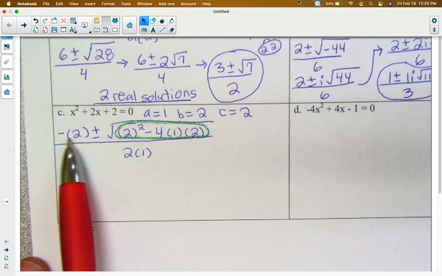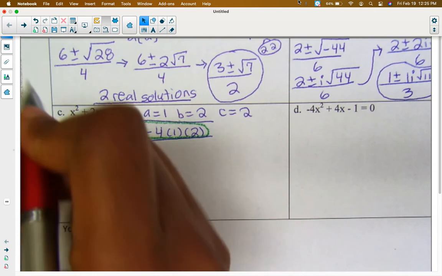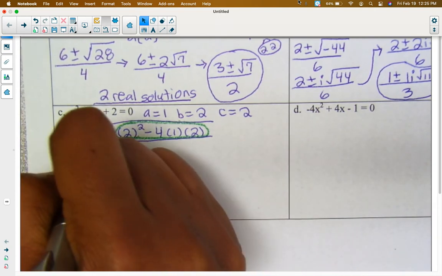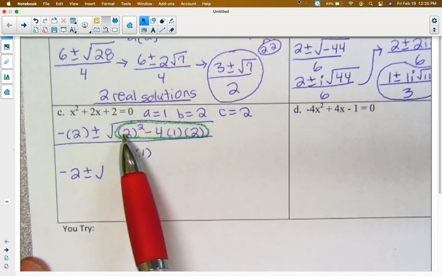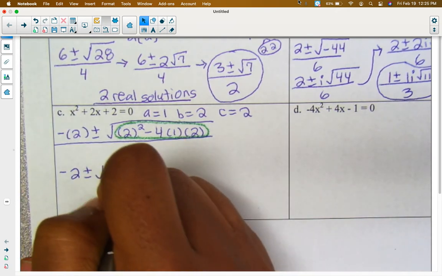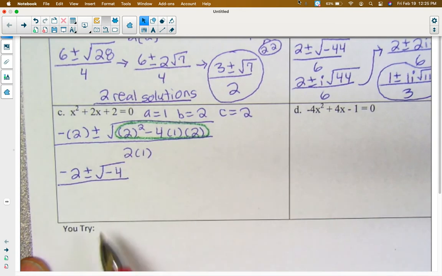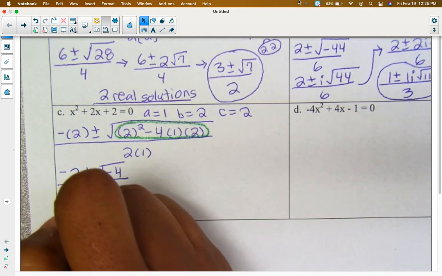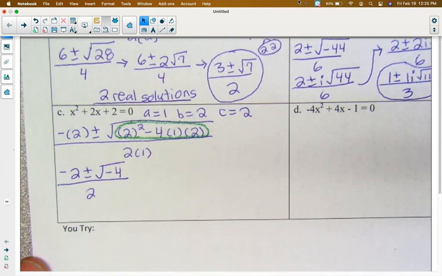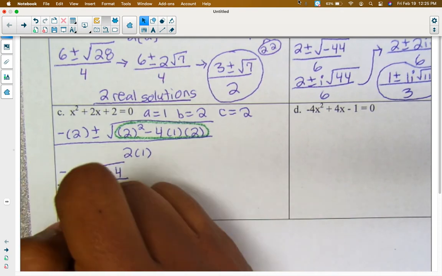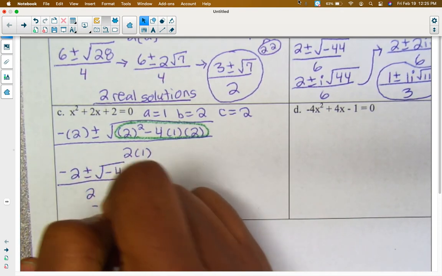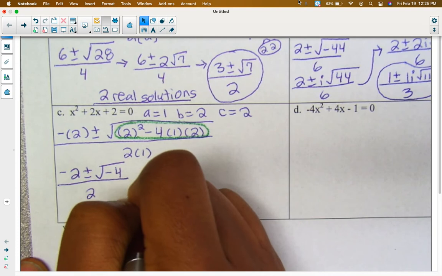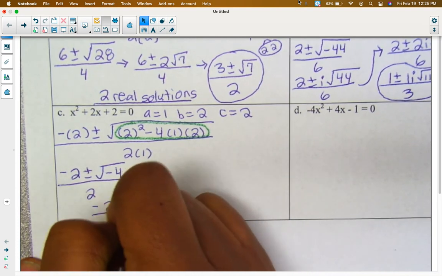So the negative 2 here, I can't do anything with. We'll just leave it as negative 2, plus or minus. When I type all this in, I get negative 4. And 2 times 1 is 2. From here, I can take out the i part of the problem. So I have an i in here, so I can take that out. So I have negative 2 plus or minus i square root of 4 all over 2.